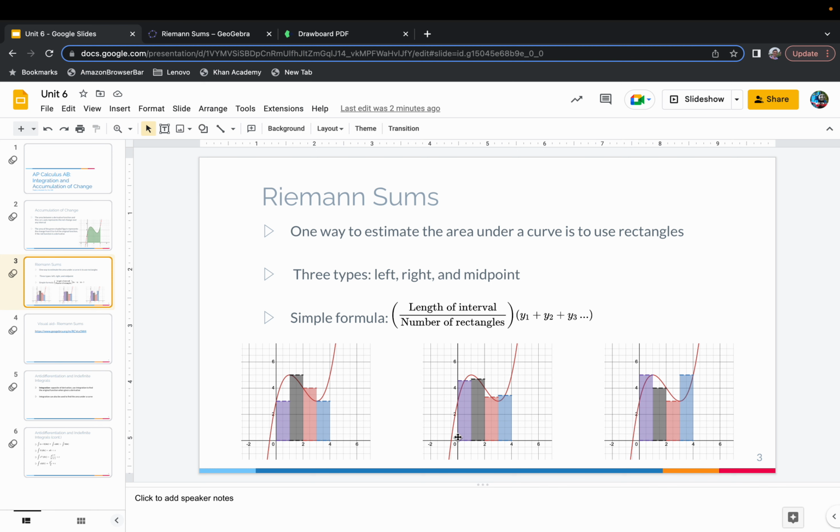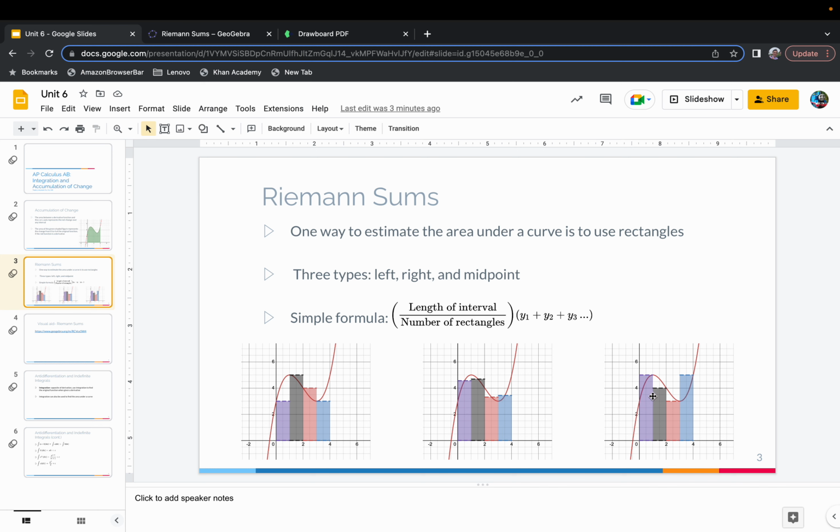The second one is going to be the midpoint formula. So same thing, split it into 4, except this time for our y value, we're going to take the midpoint between the start and the end of the rectangle. So in this case, instead of taking the points at 0, 1, 2, and 3, we're going to take the points at 0.5, 1.5, 2.5, and 3.5.